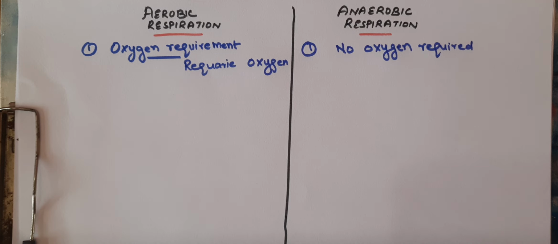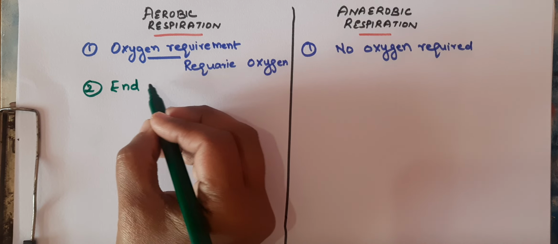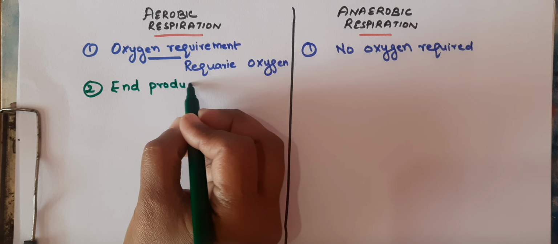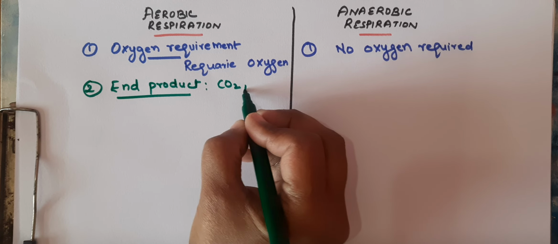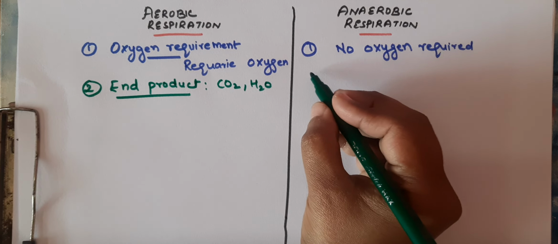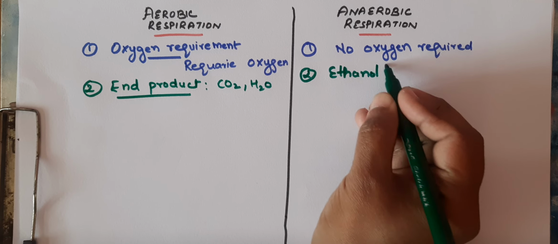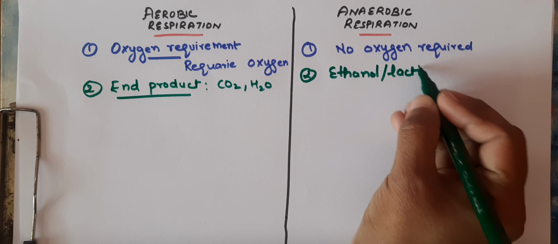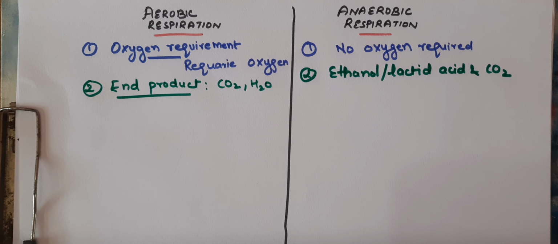Now the second major difference between the two processes is the end product. The end product of aerobic respiration is carbon dioxide and water. Whereas in anaerobic respiration, the end product is ethanol or lactic acid and carbon dioxide. So this is the second major difference between the two processes.